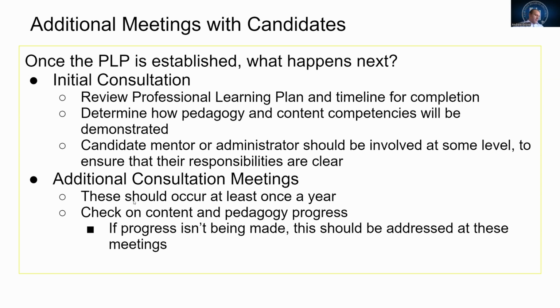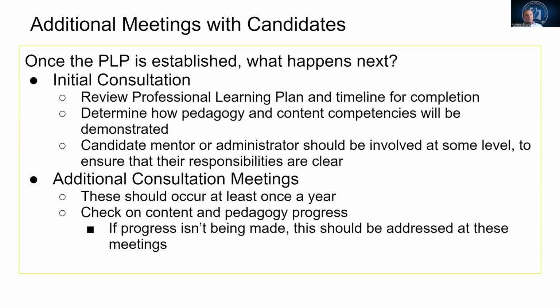We recommend having at least one follow-up meeting per year with candidates. Some programs have two, so after every semester, even if it's just via email, they'll touch base with the candidate just to get updated information on what coursework they've completed, things like that. So you'll also want to address or maybe have a policy about how to handle candidates who aren't making progress.